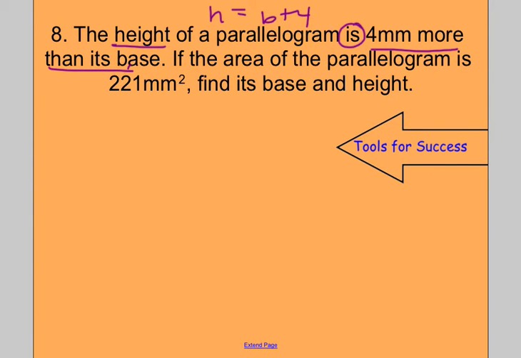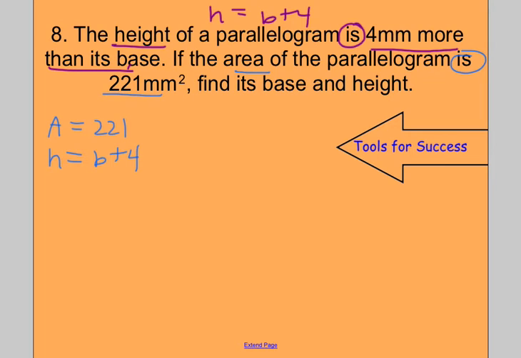That's my height. Then it says if the area of the parallelogram is, so area, once again, area is 221 millimeters, find its base and height. So I'm going to write that also down. So my area equals 221. And I'm also going to write down what I wrote down here. h is equal to b plus 4.